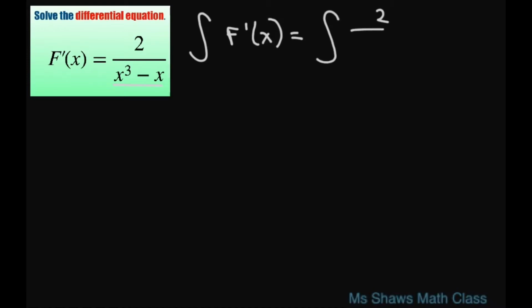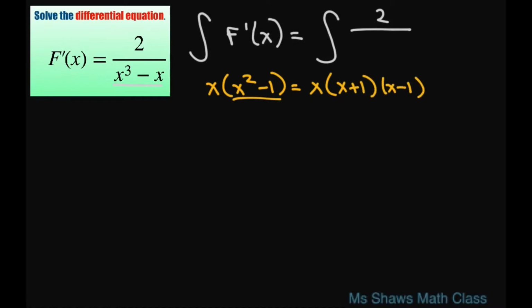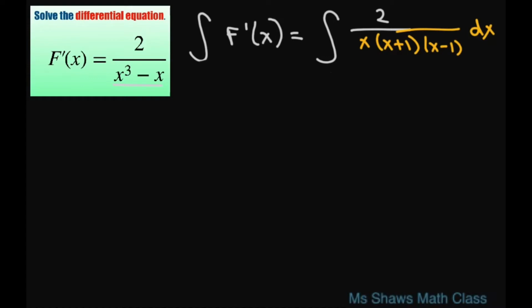And for this, real quick, this is x times x squared minus 1, which equals x times x plus 1 times x minus 1, using your difference of squares there. And then put the dx here. So basically your left-hand side is just going to equal f. So that part's done. We're just going to keep calling this f. This is the part we need to work on, the right-hand side.